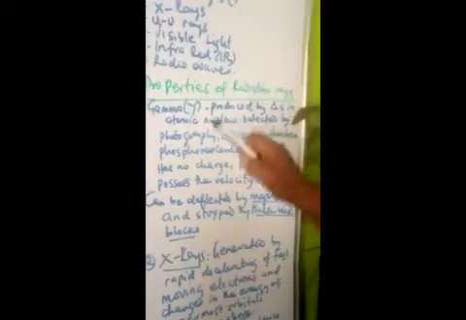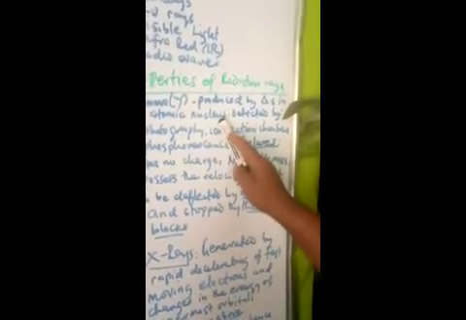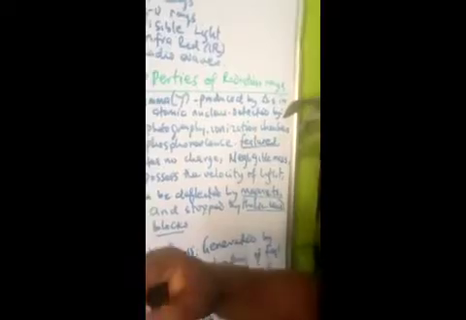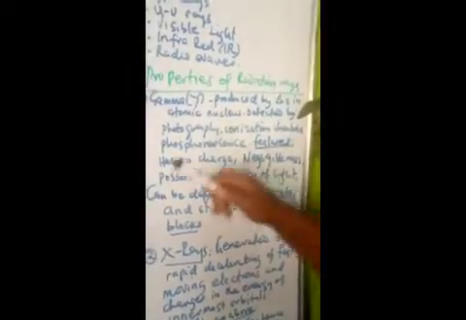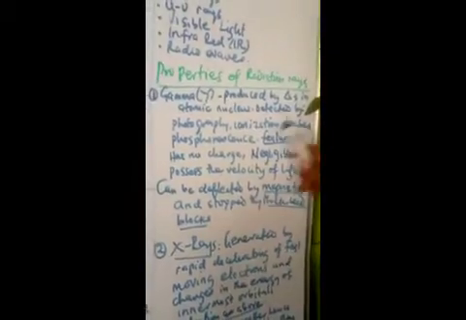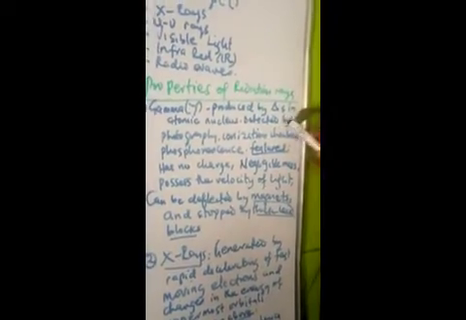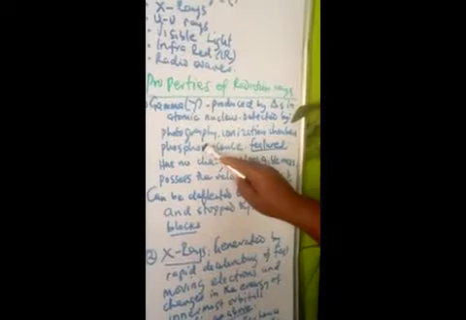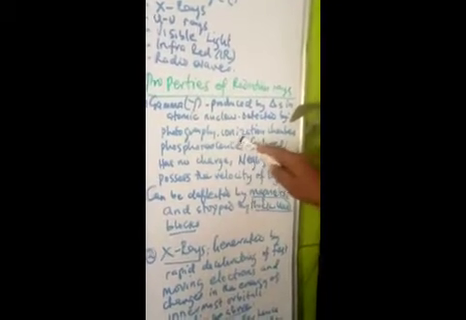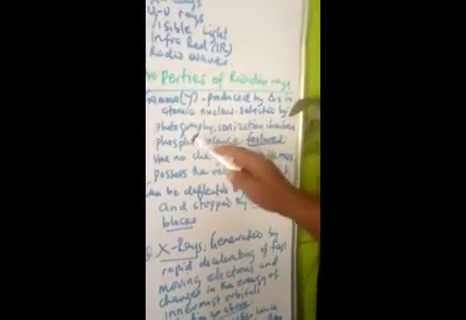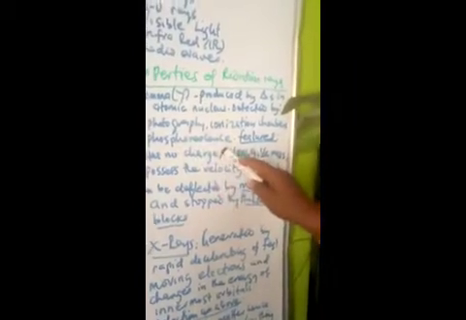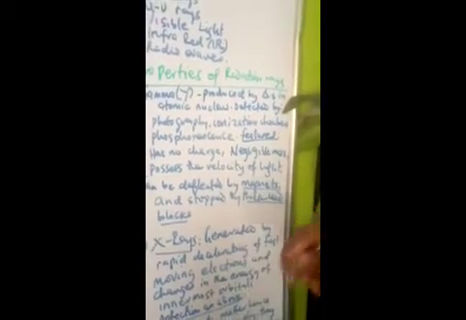Gamma rays are produced or generated by changes in the atomic nucleus. These changes can be detected. Gamma rays can be detected by photography, by ionization chambers, and by fluorescence. These are the three ways you can detect gamma rays.